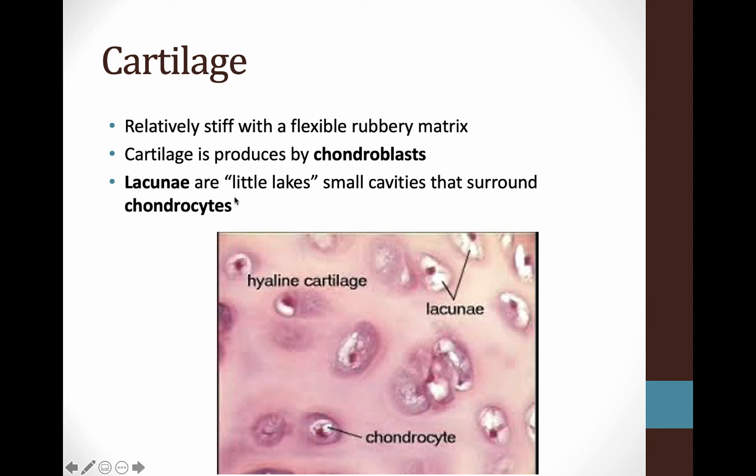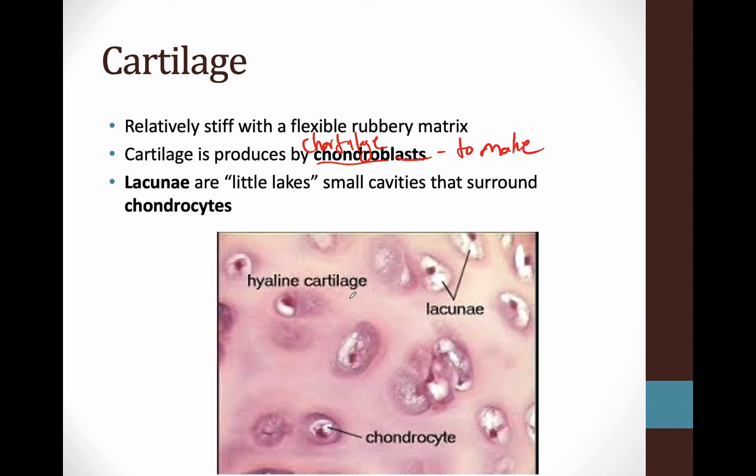Cartilage is in general really stiff. It's slightly flexible, so it can be rubbery depending on which cartilage we're talking about. The cartilage cells are called chondroblasts, so this is a type of cell that you need to know. Chondro means cartilage, and then blast is to make.